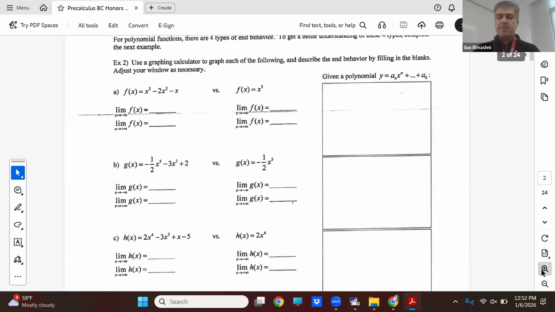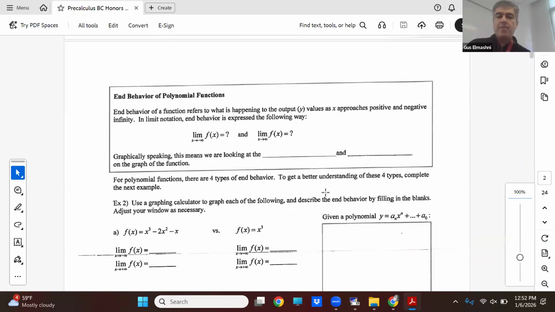End behavior. The end behavior of a function refers to what's happening to the output as x approaches positive or negative infinity. So we're going to get used to this notation called limit notation. Has everyone ever seen this before? LIM? Kind of. Okay. Let me explain what this means. The one thing about calculus is it's kind of a language, so you have to understand the notation. The notation can be a little funky.